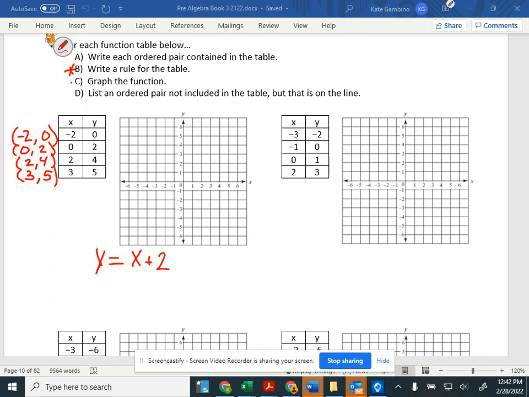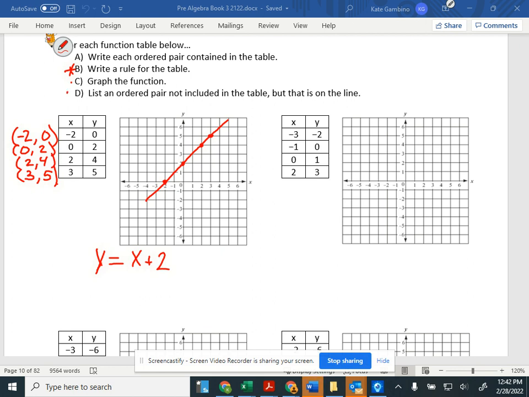Then I have to graph my function. So I'm going to take my 4 ordered pairs and I'm going to graph them. -2, 0. Right on the line there. 0, 2. 2, 4. And 3, 5. So if I take a ruler and draw a nice straight line, it's going to look like that. So graphing your function is plotting your ordered pairs and drawing the line to connect them.